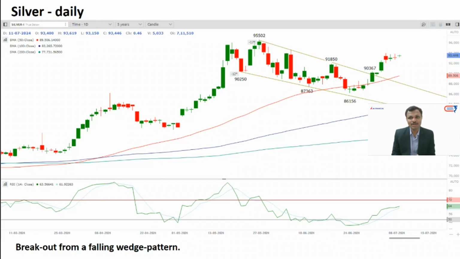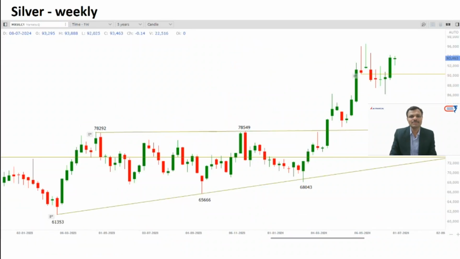So what are the support levels on the downside that we need to watch out for in silver? It would be around the 50-day moving average, which comes around 89,500 at current prices. So again in silver, if we get a small dip, it's a good buying opportunity at lower levels. But the support levels are quite low, which comes around 88. So we'll wait for a small dip and add in a staggered manner in silver as well for higher targets. So this is the daily chart for silver. We'll look into its weekly as well.